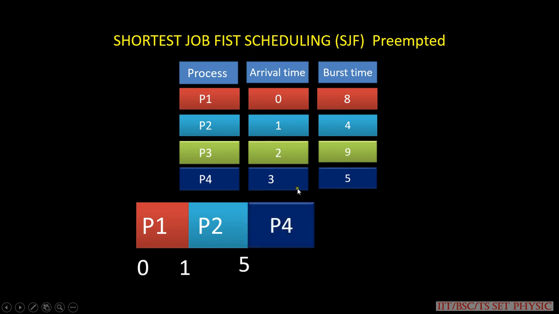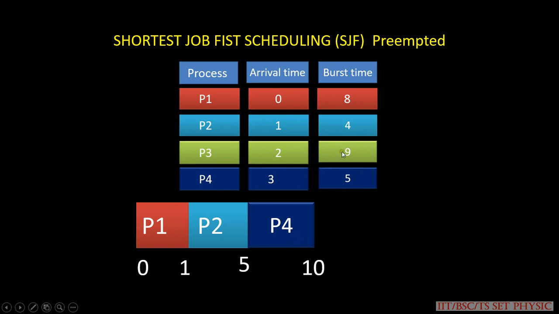Next, at 5 milliseconds, P1, P2, P3 and P4 are all available, and P4 has the least value compared to the others; P2 has already completed at 5 milliseconds. The remaining are P3, P4, P1. The least value is P4, so P4 was started. The P4 burst time is 5, so 5 plus 5 is 10. At 10 milliseconds, P4 was completed.